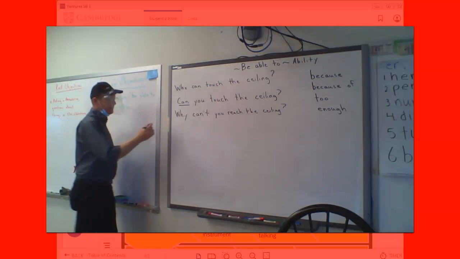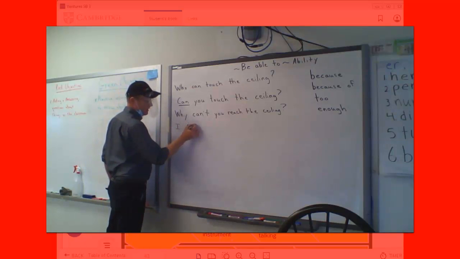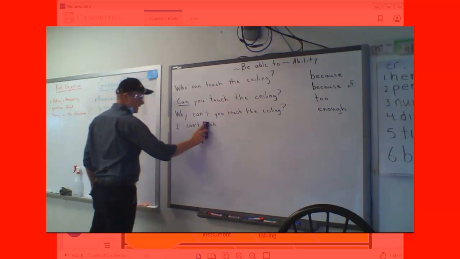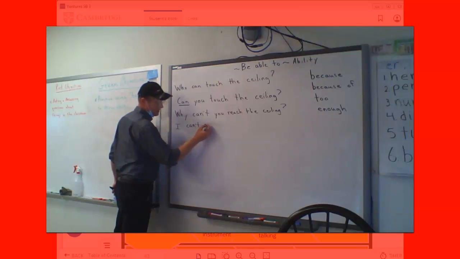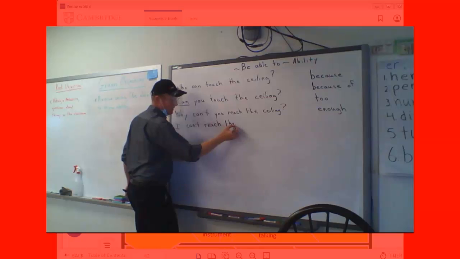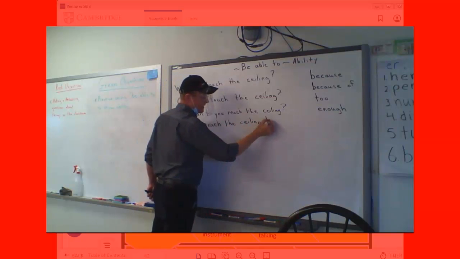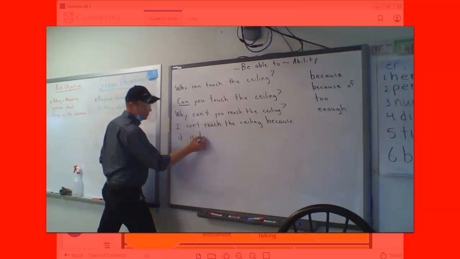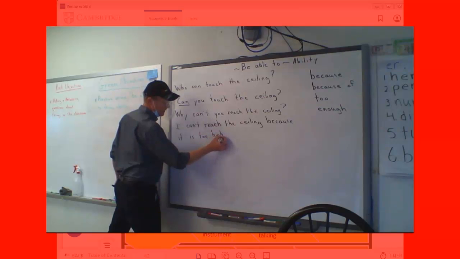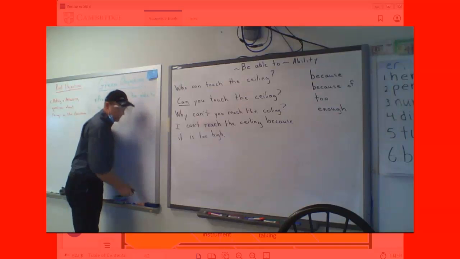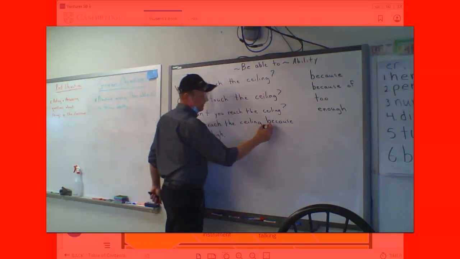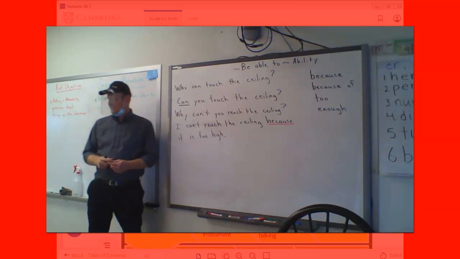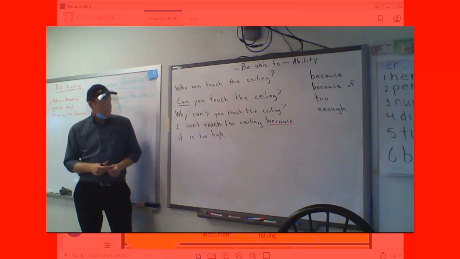She gave a perfect answer. She said, I can't reach the ceiling because, and I like what she said, because it is too high. That is super. She actually used because right here. Remember, because gives us the reason for the why, right?